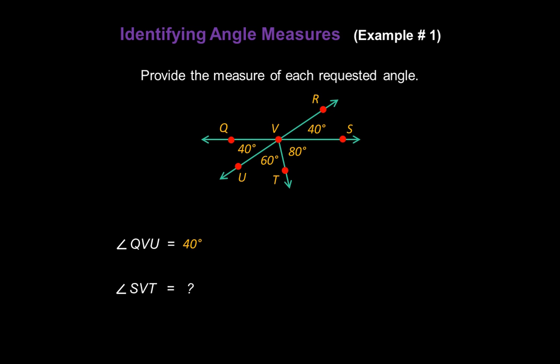What's the measure of angle SVT? Again, identify the points S, V, and T. There they are, and they're surrounding an angle measure of 80 degrees. So the measure of angle SVT is 80 degrees.